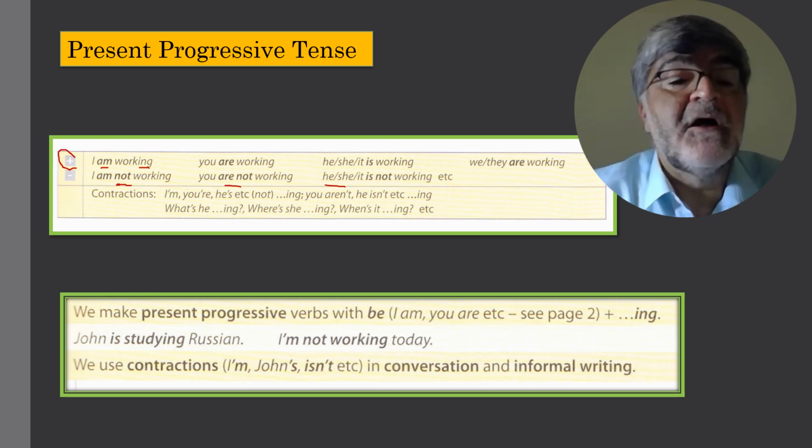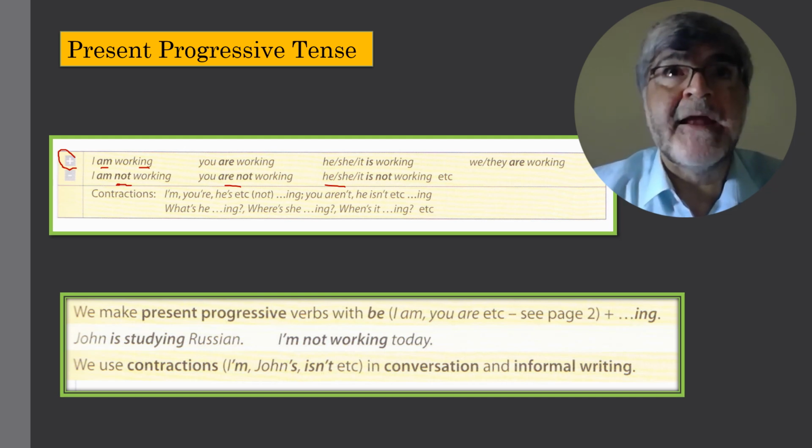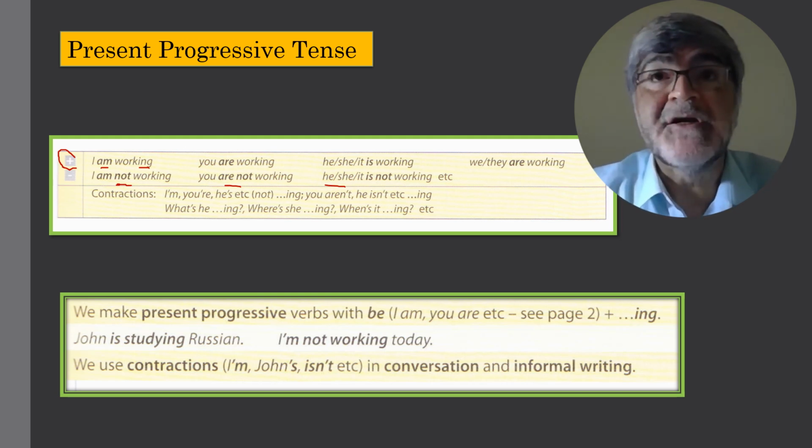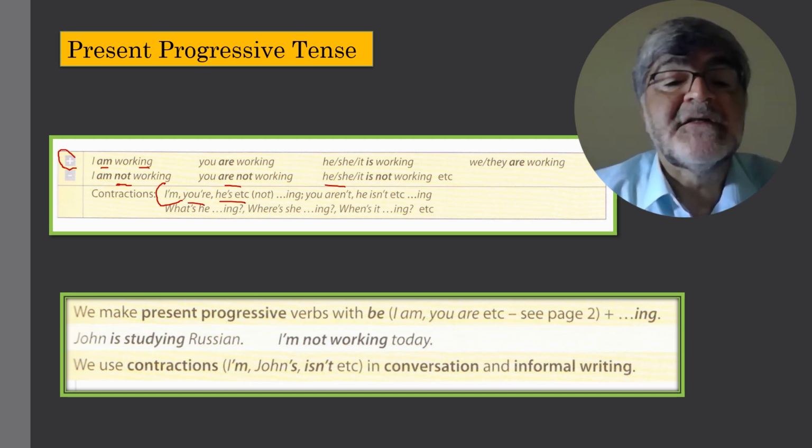Now, here we've got contraction. In spoken language, we usually say I'm, not I am. What are you doing? I'm teaching grammar. For example, you can see it here, the form: I'm, you're, he's, and you see that here, ing at the end of the verb. So I'm working, you're working, he's working. He is working becomes he's working. That's the contraction form of the verb.